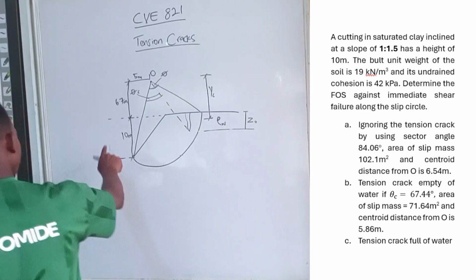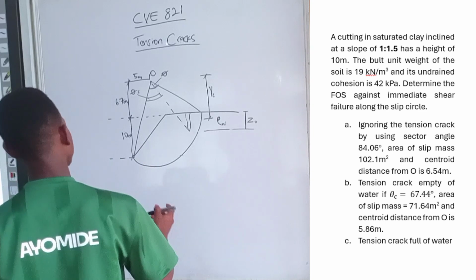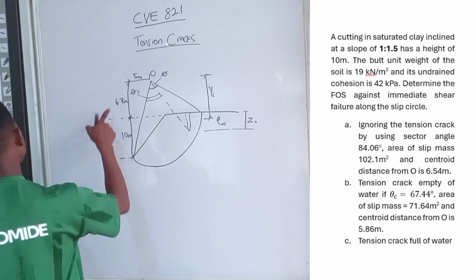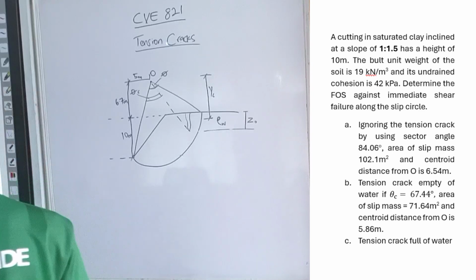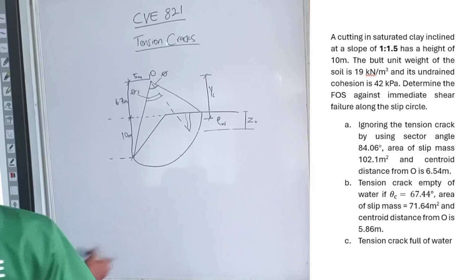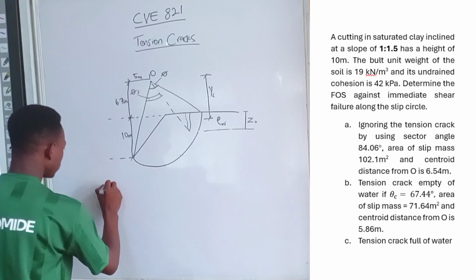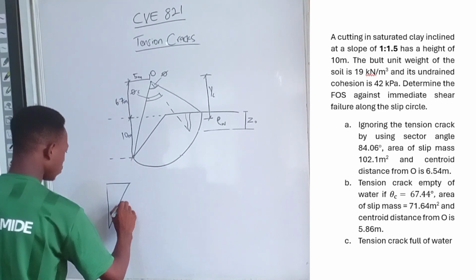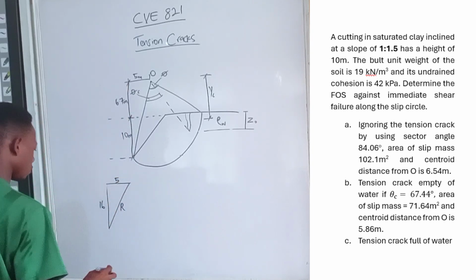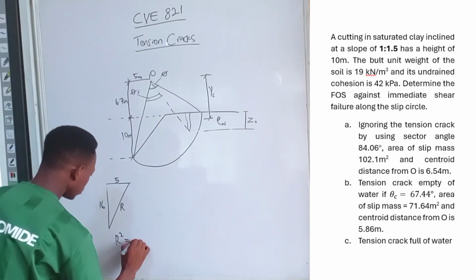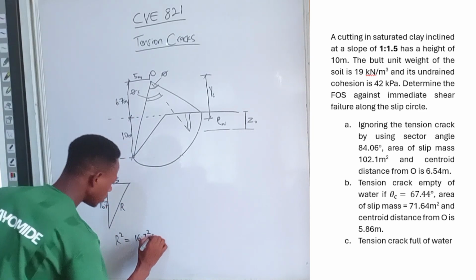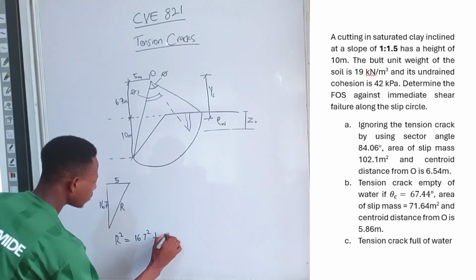So from here, let's find our radius. We already know the height from this particular point to the top as 6.7. The first step of the question is to look for the radius, using Pythagoras theorem. We can draw a triangle. This is our R. This side is 5, while this side is 16.7. So R squared is equal to 16.7 squared plus 5 squared.